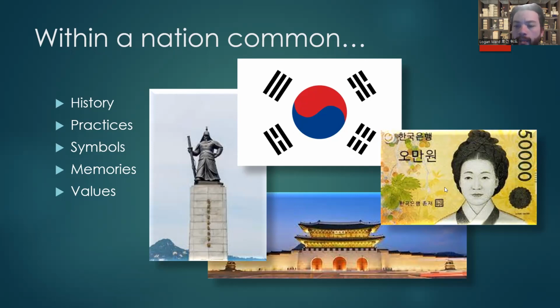I would be impressed if you knew who this is, so I'm just going to tell you. Good, yes, Cameron knows. Shin Saimdang, who was actually a painter in the 16th century. She is touted as this very important woman in Korean history because she represents this idea of the wise mother.